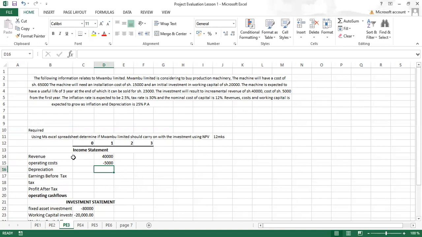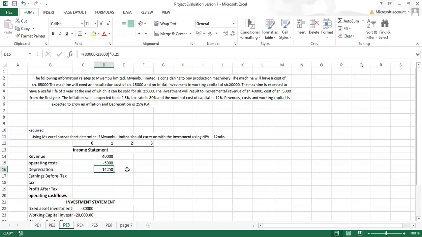I wish I have just to do the depreciation. So equals. So the depreciation is 25%. Open the bracket. This 80 here, 80 minus the salvage value was 23. We didn't write. Minus the salvage value times 0.25. Control enter.